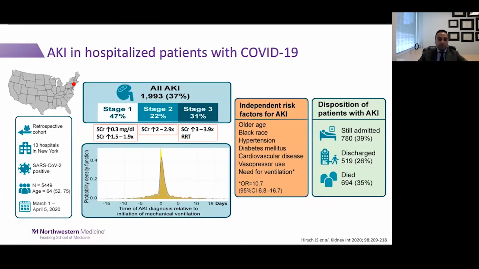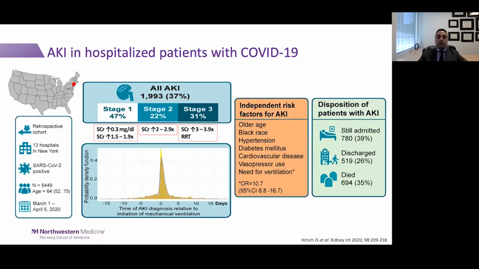Now, more recently, we've had data from the United States, and this is actually over 5,000 patients at 13 hospitals in New York, both academic and community. And they have uncovered that the prevalence of acute kidney injury in patients with COVID-19 is probably closer to 37%. And when you look at different staging of AKI, the severity, individuals with stage 2 was probably around 22%. That's marked by a doubling of your serum creatinine. And stage 3, which is tripling of your serum creatinine or the need for dialysis, was around 30%.